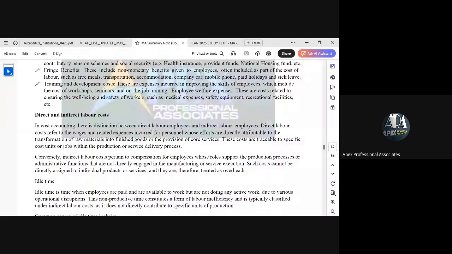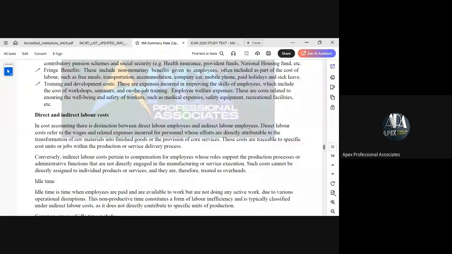And one of those terminologies is idle time. Idle time is when employees cannot work because there is no work to do. It is not their fault. They are paid. They are available to work, but they are not doing any work. That is idle time. It is a time that the organization is losing money.